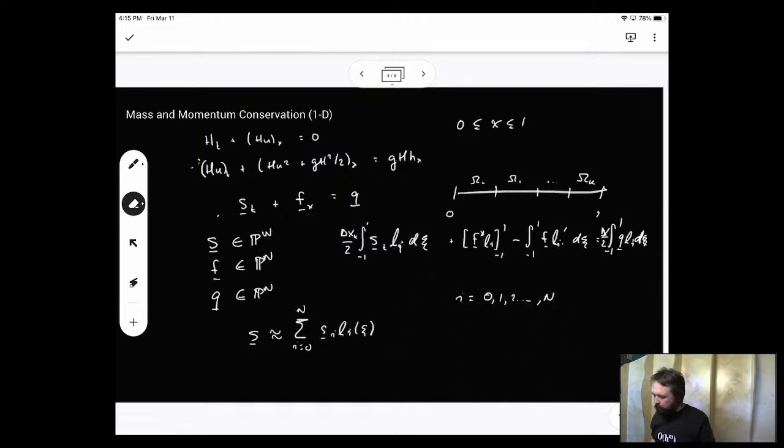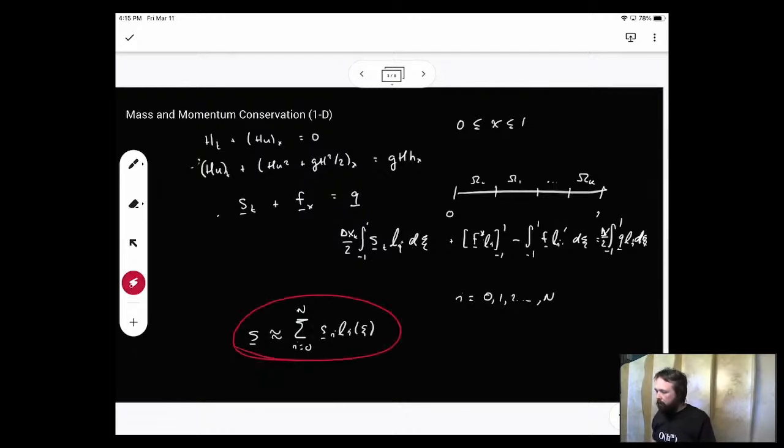So now we're at this point. We know that essentially we are replacing the solution with a weighted sum of the Lagrange interpolating polynomials. The last thing to do is handle these integrals.